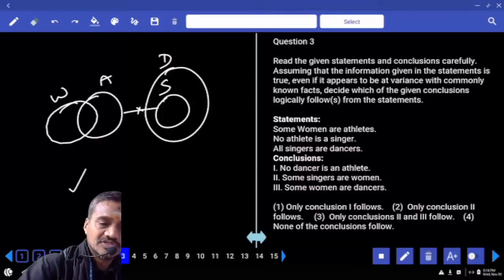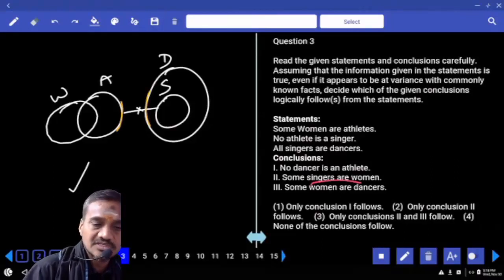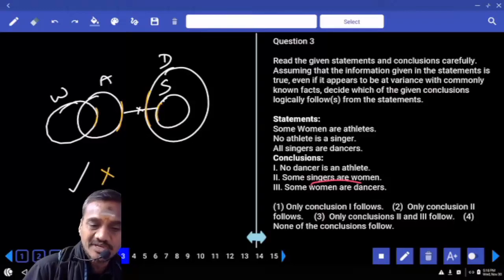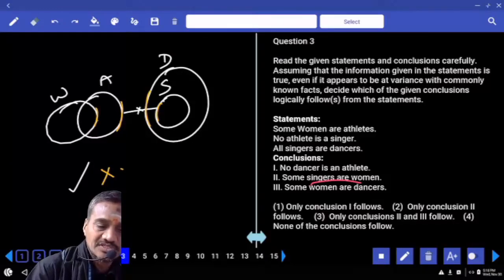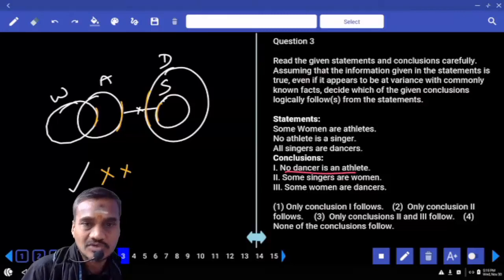Now as of now it is definitely true. Dancer is here, athlete is here, no intersection between these two as of now. Some singers are women. Singer is here, woman is here, no intersection. Some women are dancers, woman is here, dancer is here, that is again false. So out of these three, only the first conclusion is true, and the first one is a negative conclusion.